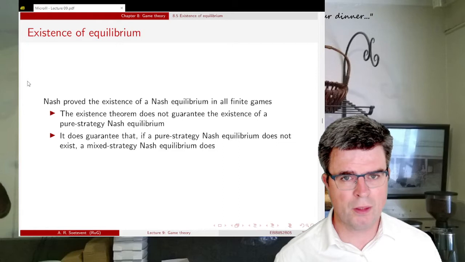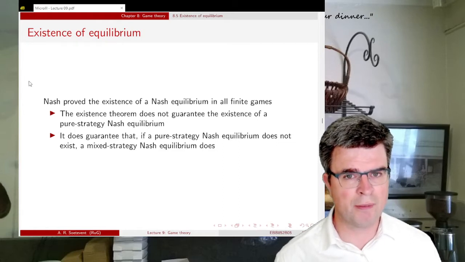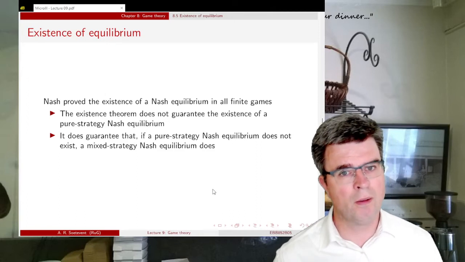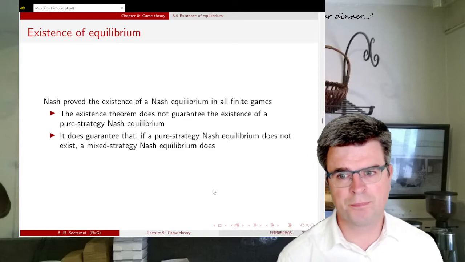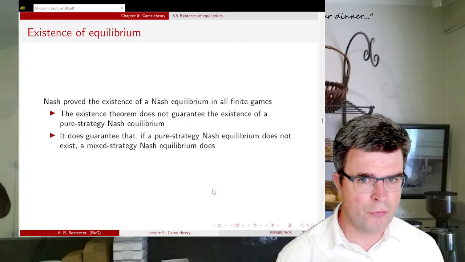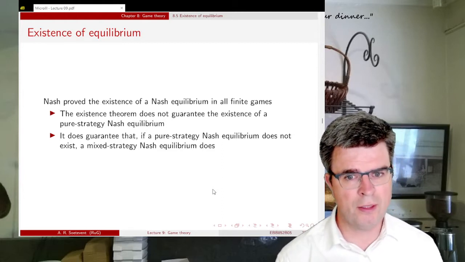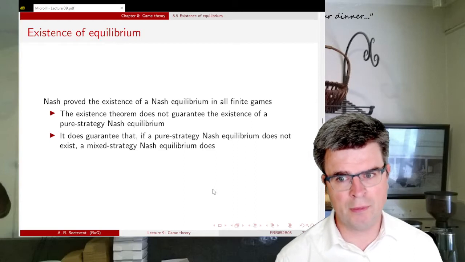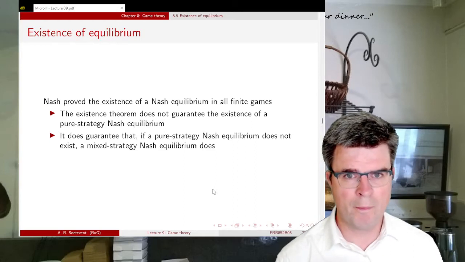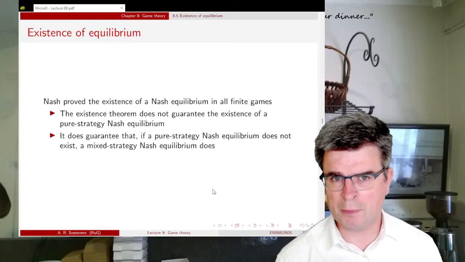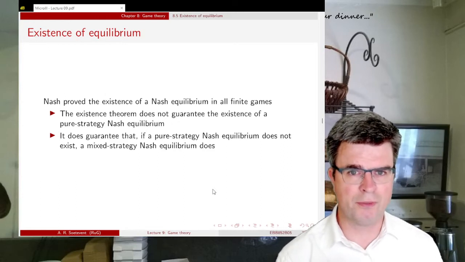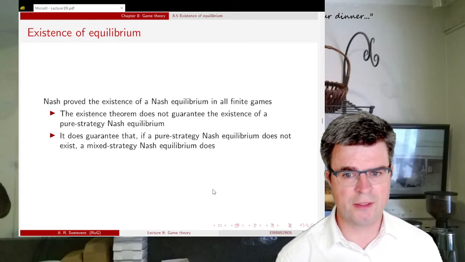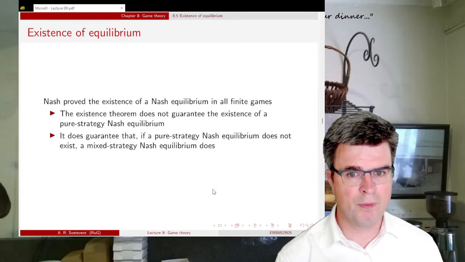Final note: John Nash proved the existence of a Nash equilibrium in all finite games, meaning games where each player has a finite number of possible actions. This existence theorem doesn't guarantee that all games have an equilibrium in pure strategies. Rock, paper, scissors, for example, is a game that doesn't have an equilibrium in pure strategies. What the existence theorem says is that each finite game has a Nash equilibrium.